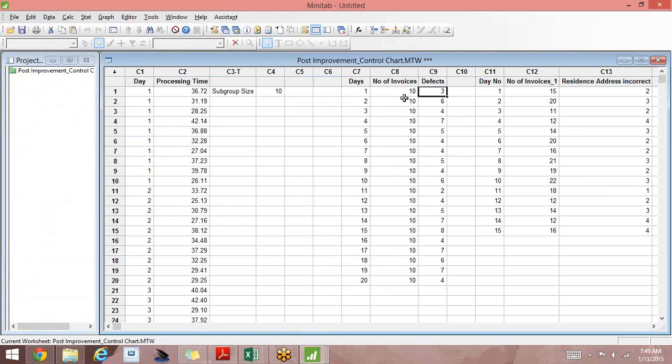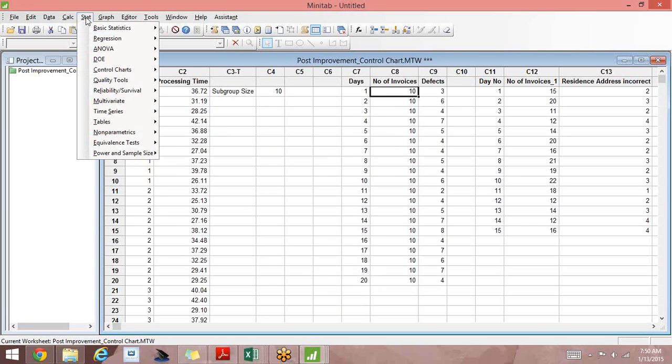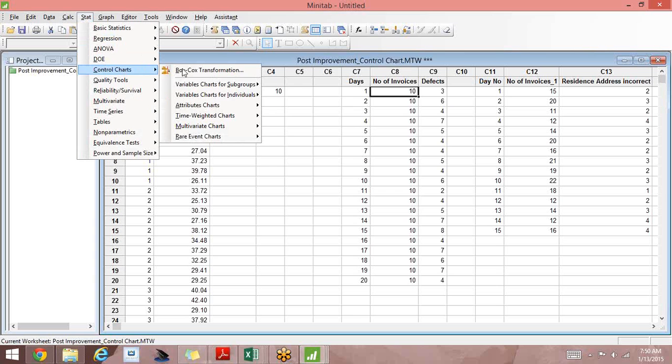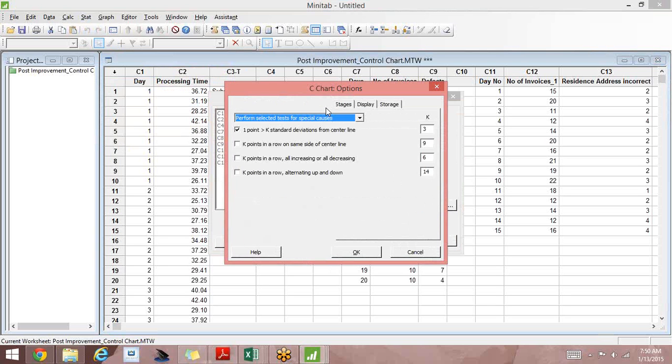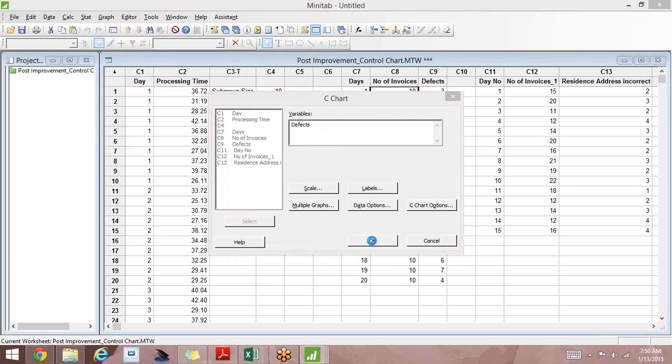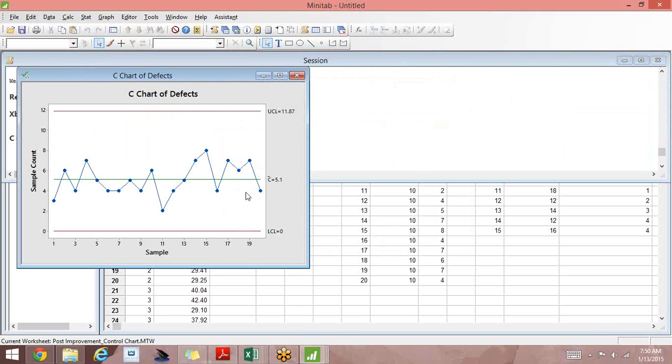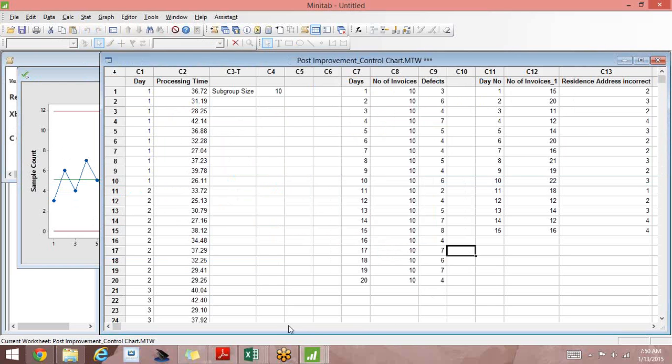So number of defects are given and invoices are 10. So sample size is fixed, number of defects is given. In such scenarios, you go with C chart. I'm going to the control charts, attribute charts, plot the C chart, number of defects, it's in C9. I want to select all the tests. Let me select everything. Okay and okay. Now look at the C chart. There is no outlier here also. Everything is within the control limits. Hence you conclude that everything is hunky-dory.